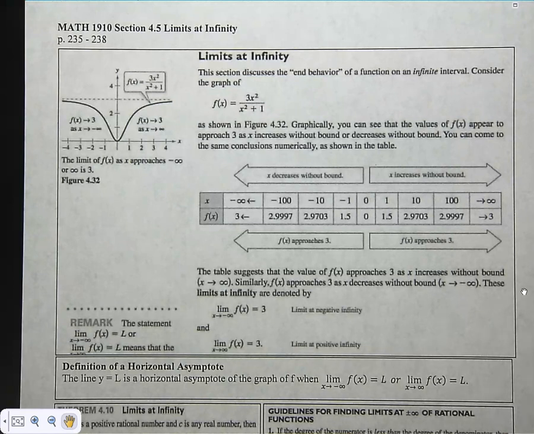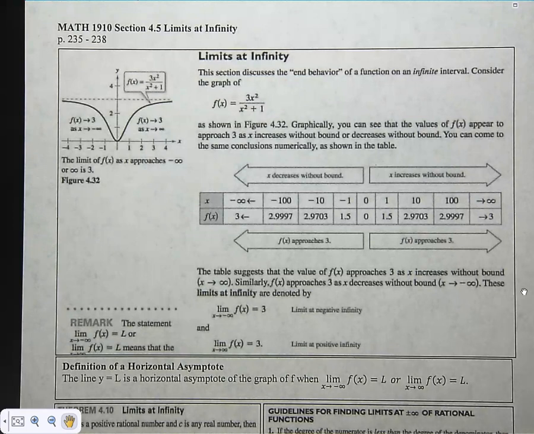It may say find, A part might be find where the function's increasing. B part, find where it's decreasing. C part, find relative max. D, find relative min. Find concave up, find concave down, find inflection points. And there's something else to throw into the mix now.